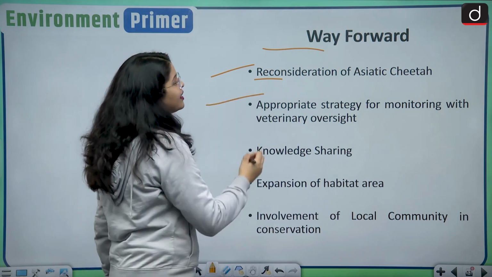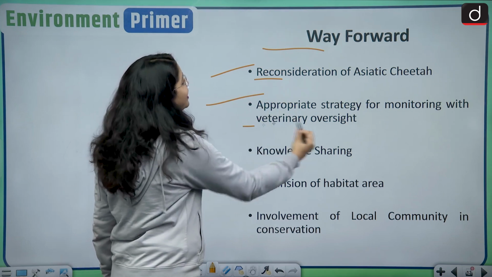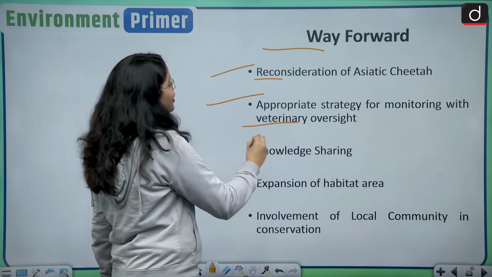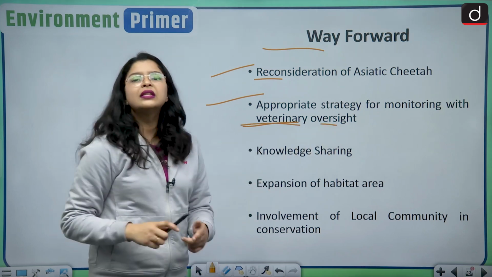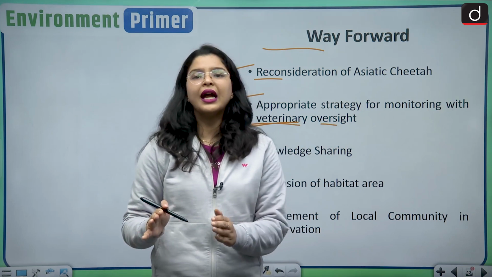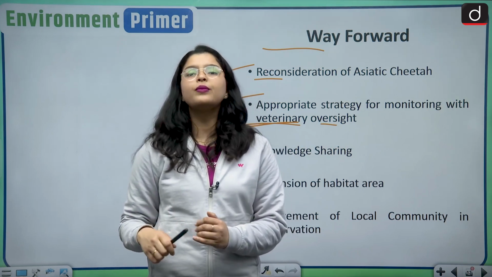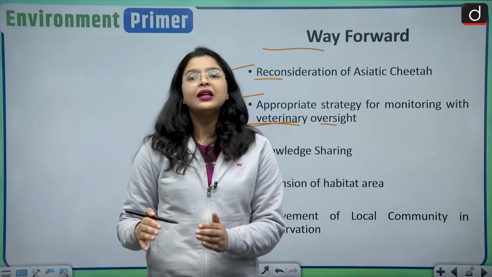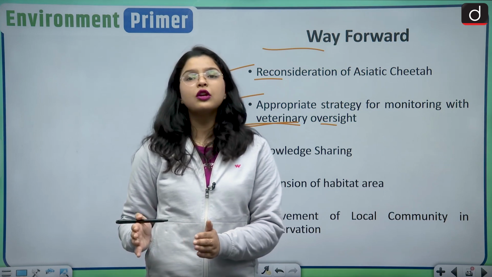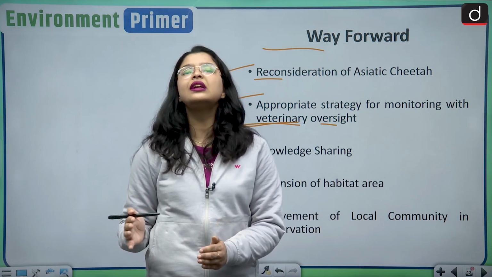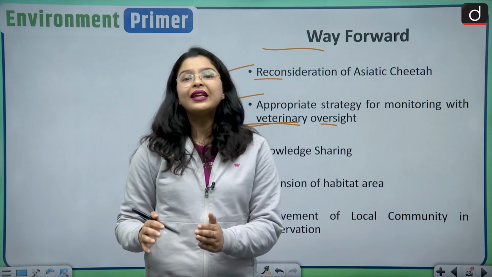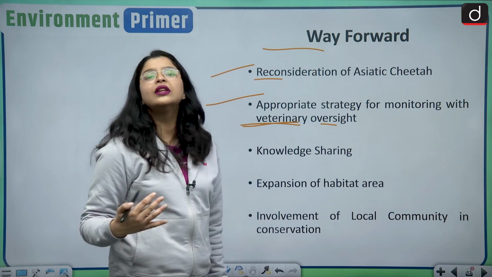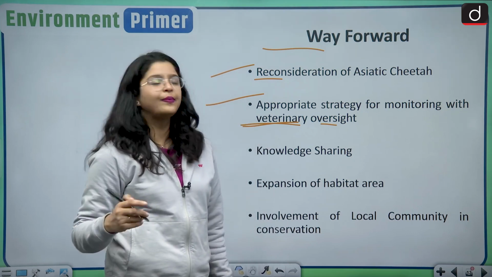Then, an appropriate strategy for monitoring with veterinary oversight. Basically, the main cheetah died due to a renal infection. So you need to monitor their health regularly. And this is a concern because 7 new cubs are also born. So definitely the officers need to pay attention to veterinary care. They are dying of infections and this should not have happened. So we need to improve their health aspects as well.